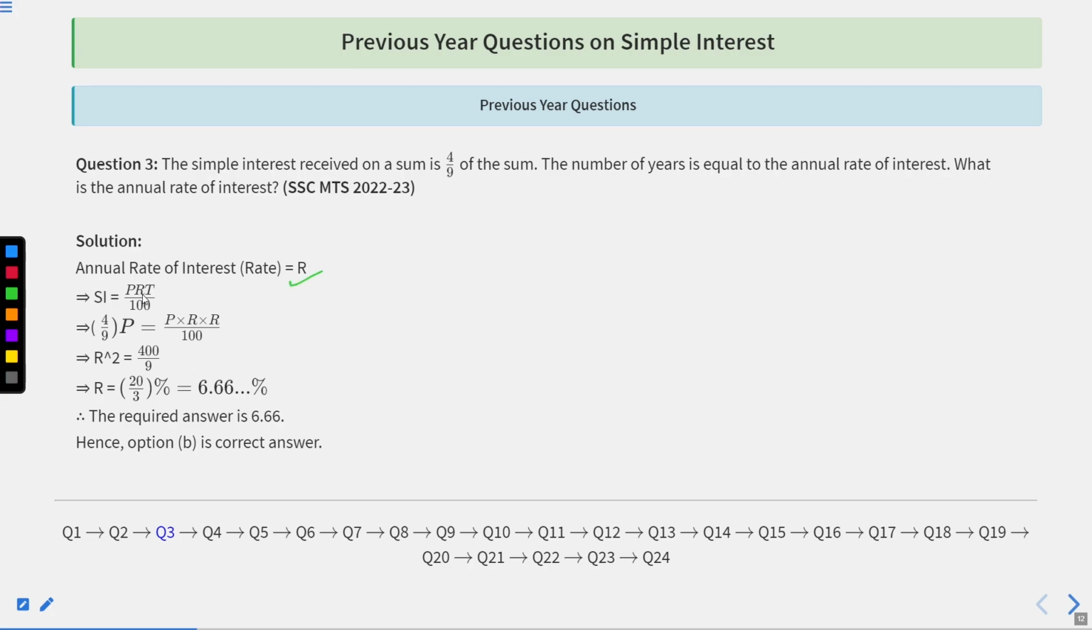So SI is equal to PRT upon 100. This implies that 4 upon 9 times P equal to P into R upon 100, with T equal to R. So R square is equal to 400 upon 9. So R is equal to 6.66%. The correct option here is option B.